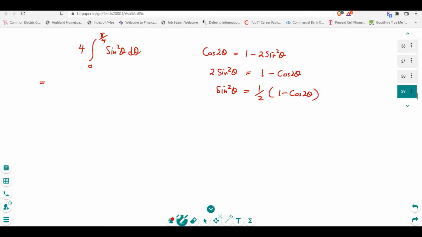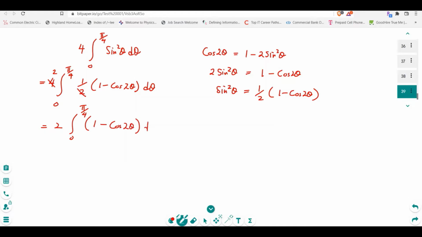So our integration, and you should see that this is just an identity, so there's no change in the upper and the lower limits. They are still 0 to pi over 4. And then we have 1 half times 1 minus cosine 2 theta d theta. One of the 2's will cancel out, 1 half will cancel out with this 4, so you have a 2 there. So we have 2 integrate 0 to pi over 4, 1 minus cosine 2 theta d theta.